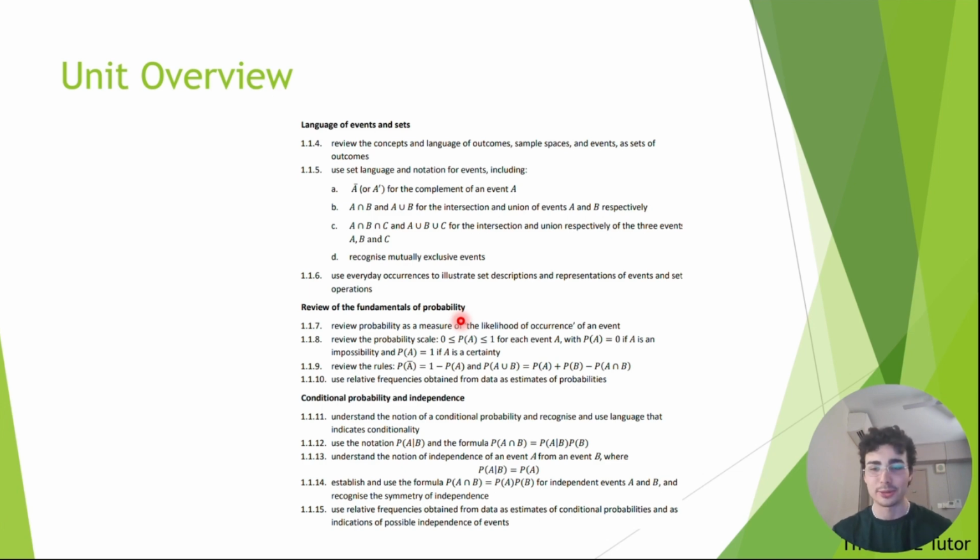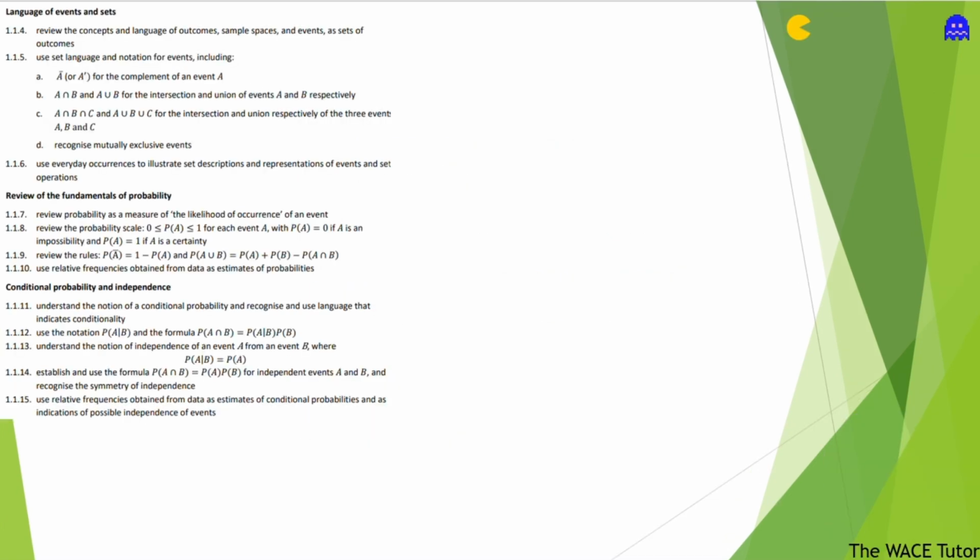So I'll get straight into it and I'll turn off my camera. Before I go into any definition of probability, what I'm going to be looking at is the language of outcomes, sample spaces, and events. The language of events and sets, that is.